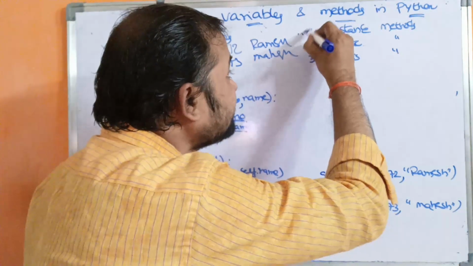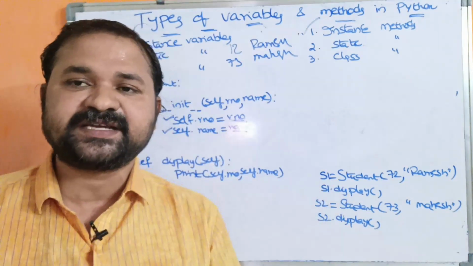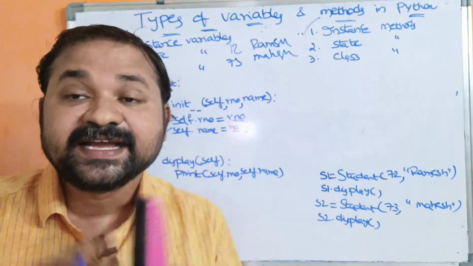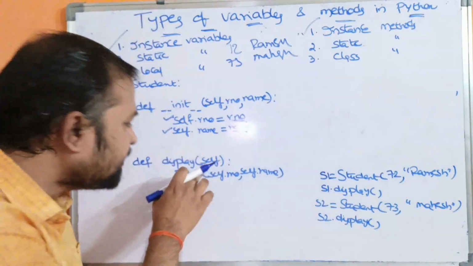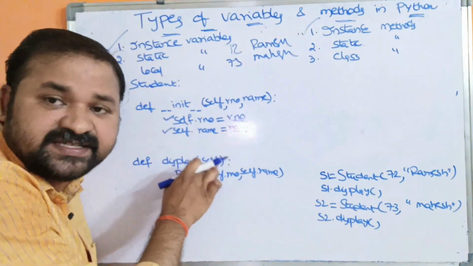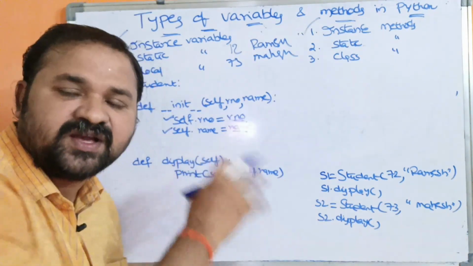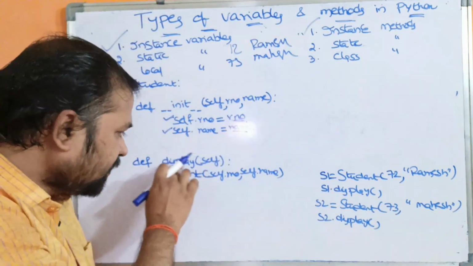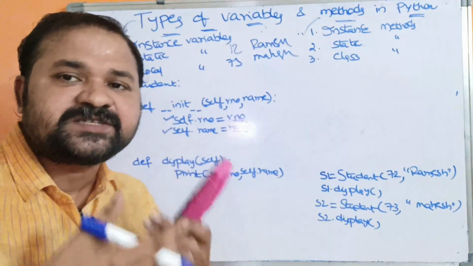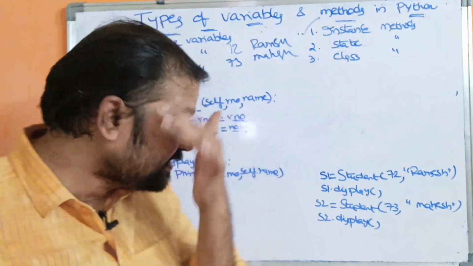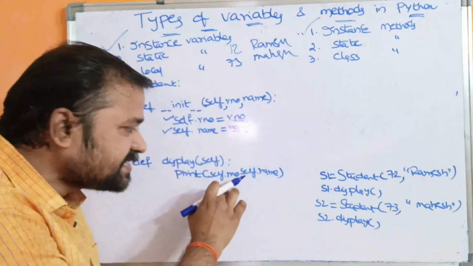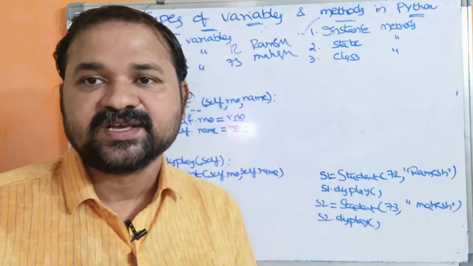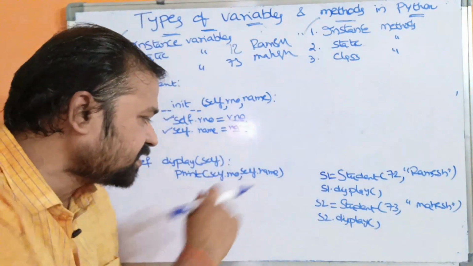Now let us see the instance method. What is the purpose of the instance method? An instance method is mainly useful in order to access the instance variable. That's why in an instance method we must pass self as the argument. In place of self we can pass some other name also, but it should contain one argument, self. Okay, so this is the instance method. It is useful in order to access the instance variable. Self dot roll number is an instance variable, and self dot name is an instance variable. Roll number and name are instance variables, so we are accessing them with the help of the self keyword.